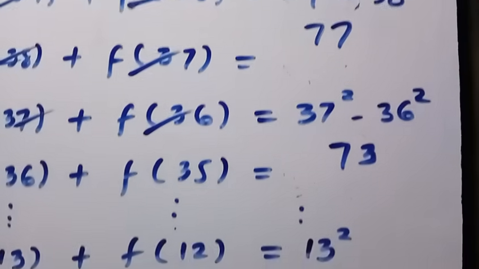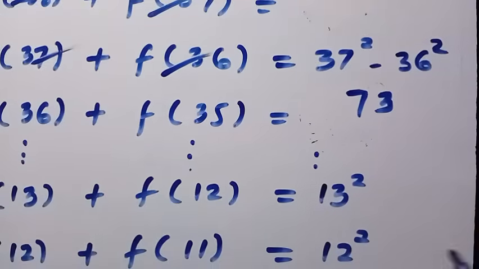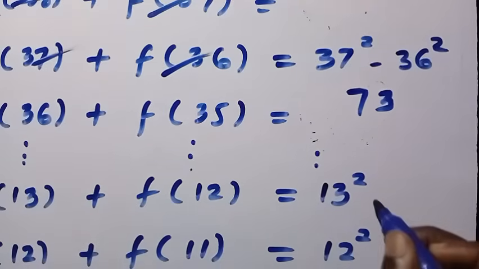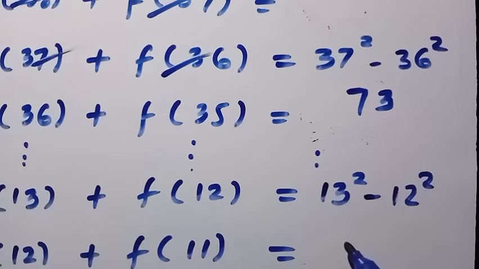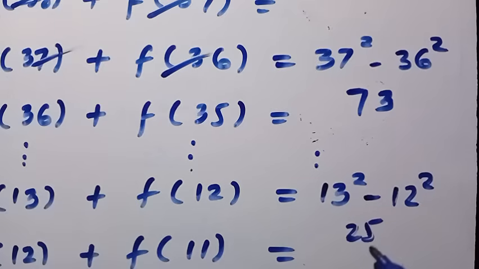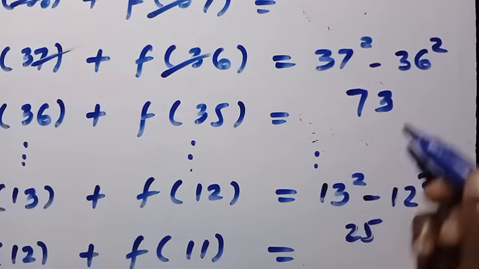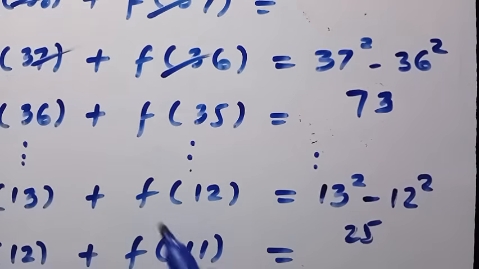So that is how we keep going. We keep going till we reach this one. So when we subtract minus 12 squared from here, we are going to have 25. And this is where we are going to stop. So let's try and bring everything together. We are going to be adding this, since we have added this one also together.